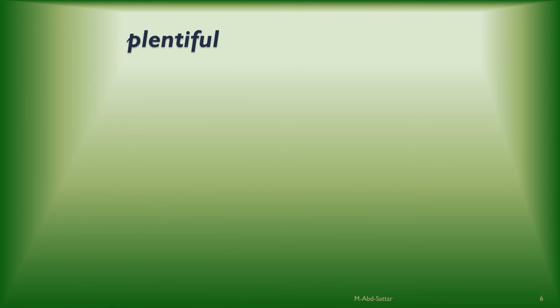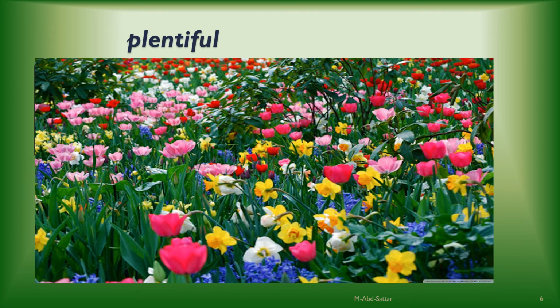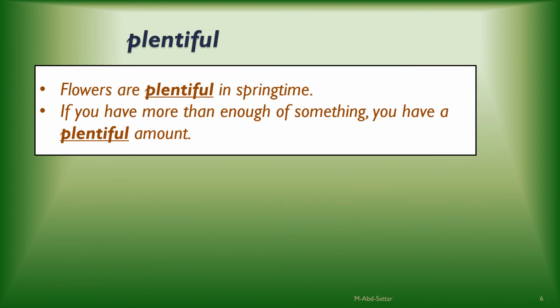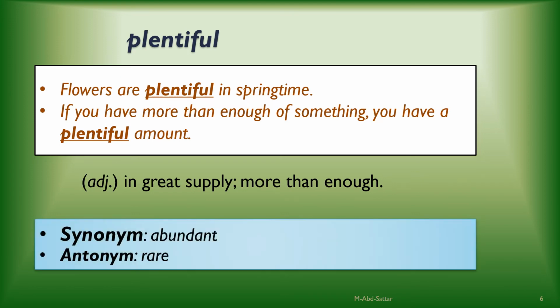Plentiful. Example: flowers are plentiful in springtime. How many flowers do you see during the springtime? One or two or three or many of them? Of course, we see many of them. So this is what we call plentiful. They are plentiful in springtime. So plentiful means many or in great supply or more than enough. Another example: if you have more than enough of something, you have a plentiful amount of it. A synonym of that word is abundant. The antonym is rare. Let's move on.